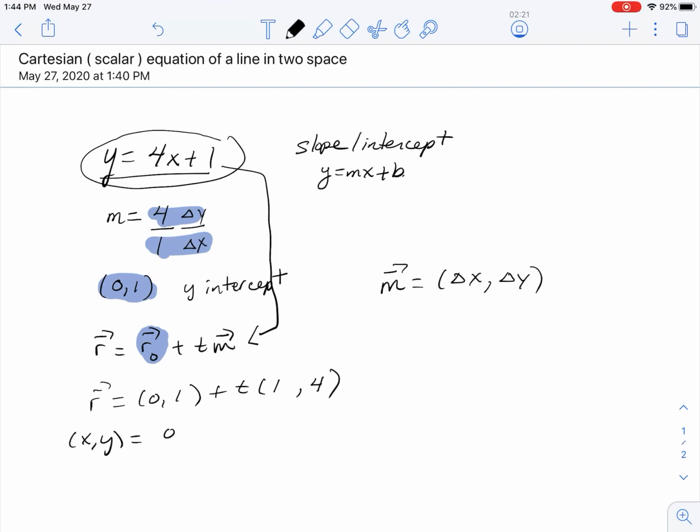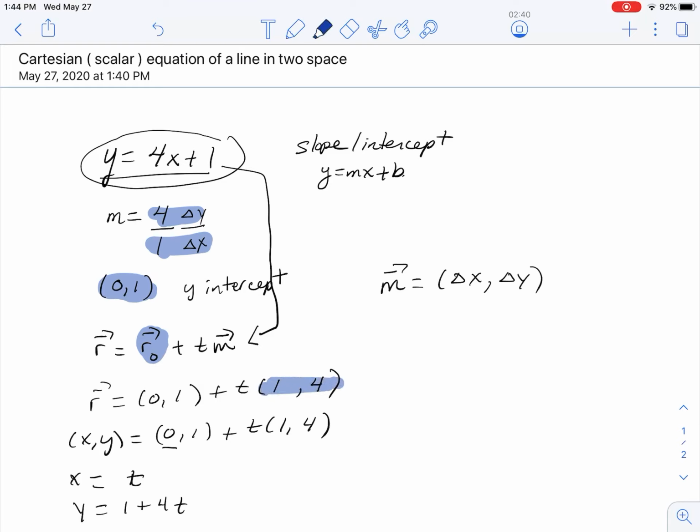So again, it was x, y. We saw this in the last video, but let's go over it again. You're just separating the x component. So x would be 0 plus t, which is just t. And y would be 1 plus 4t.